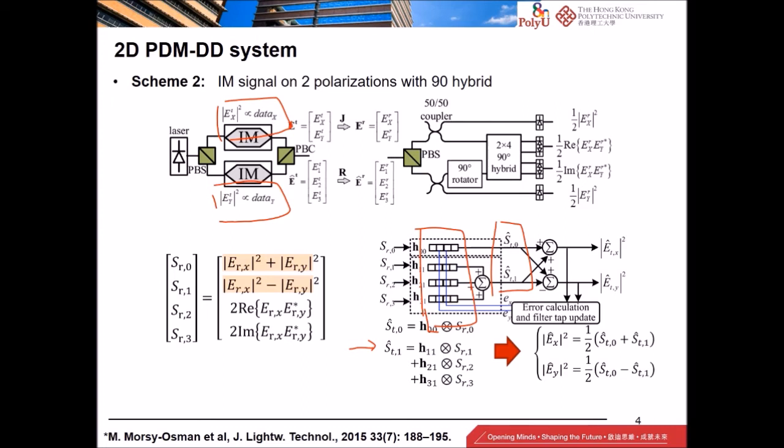This is a scheme proposed by the group at McGill. With that proposal, I think one of the best achievements is about 224 gigs POMAX PAM4 over 10 kilometers.